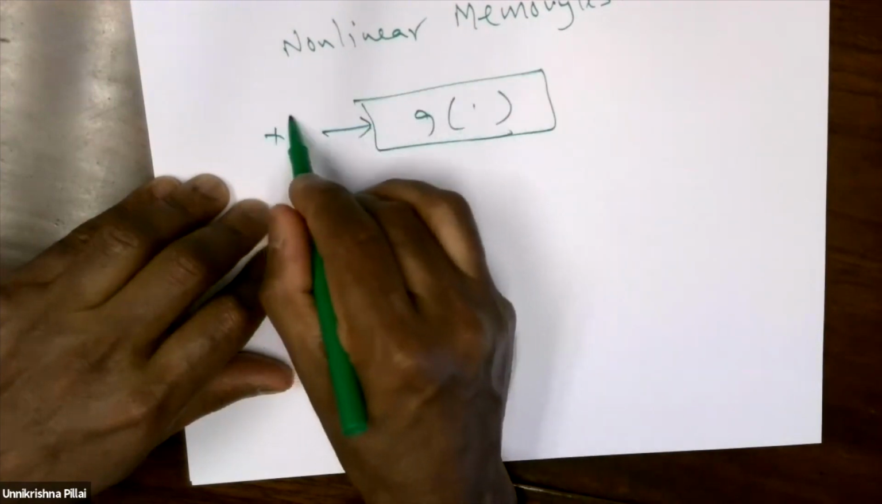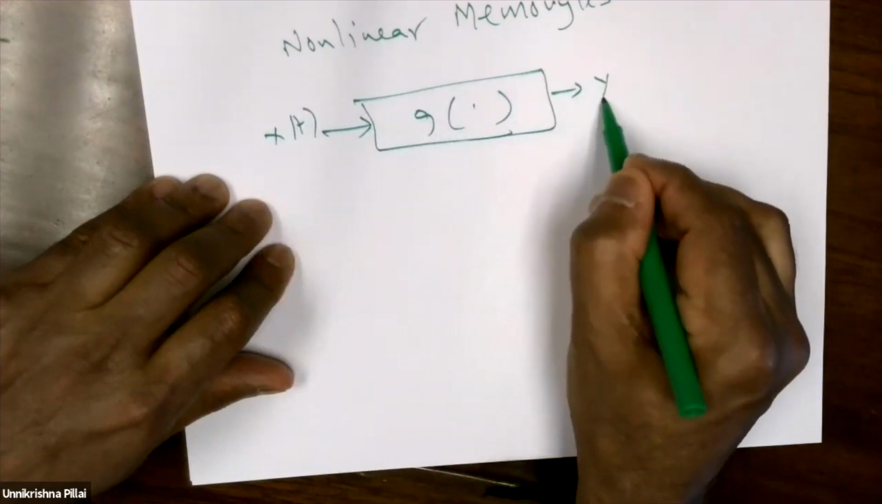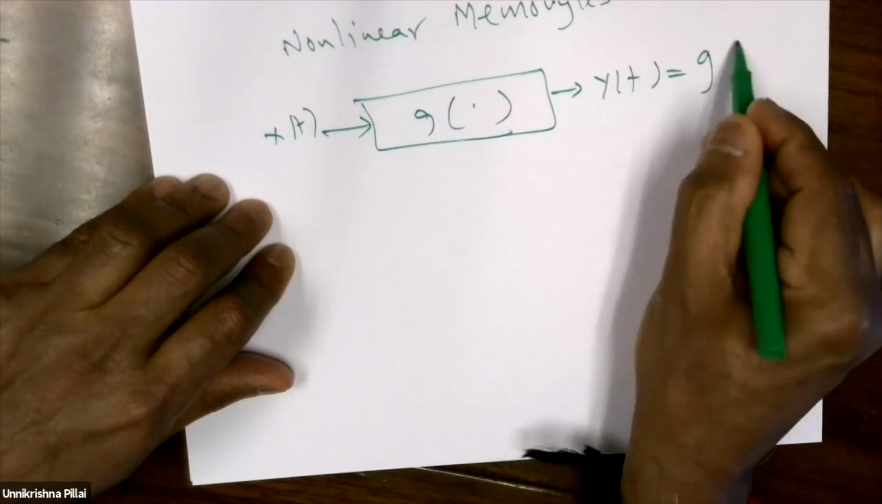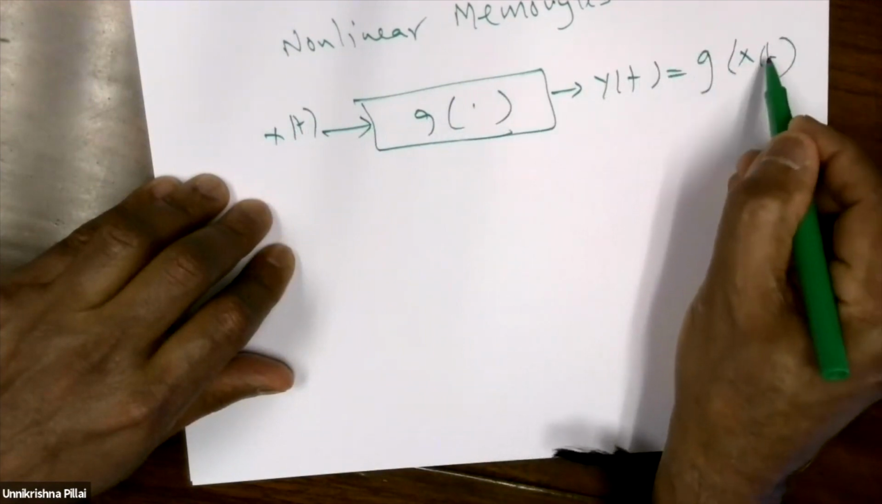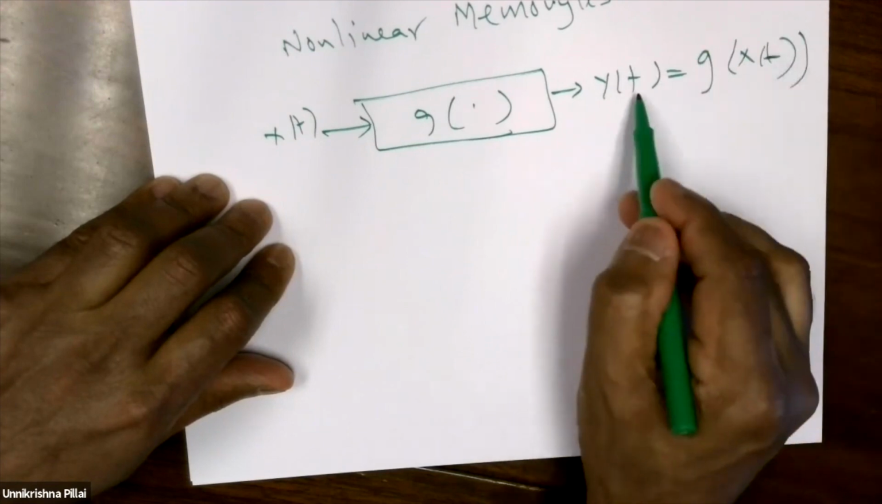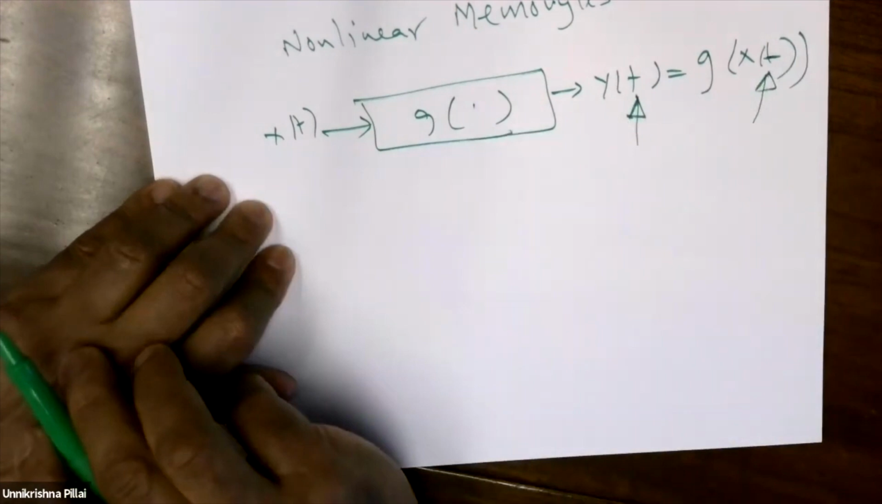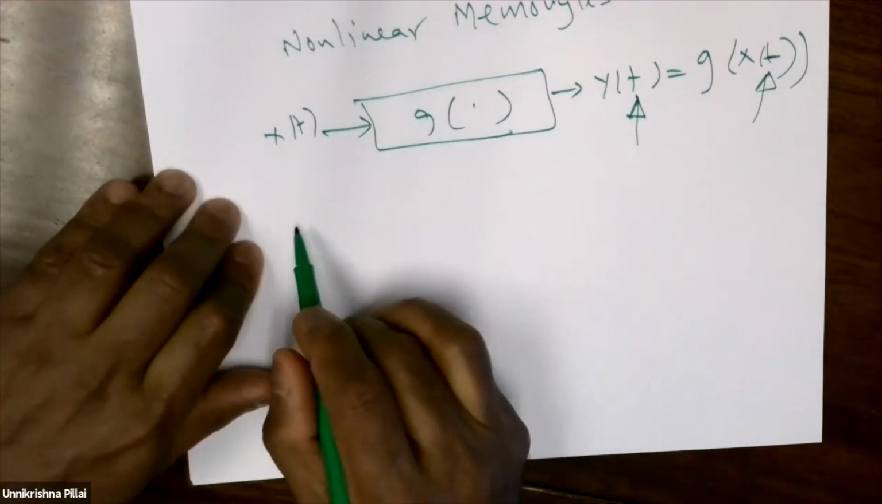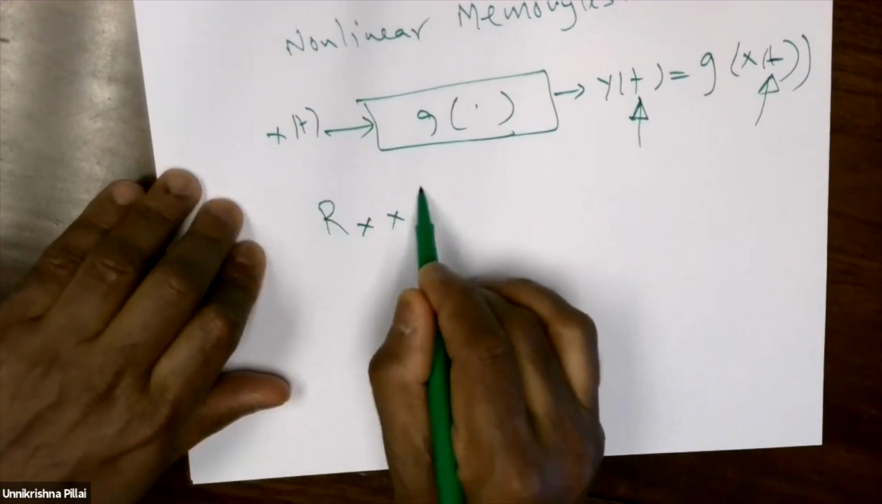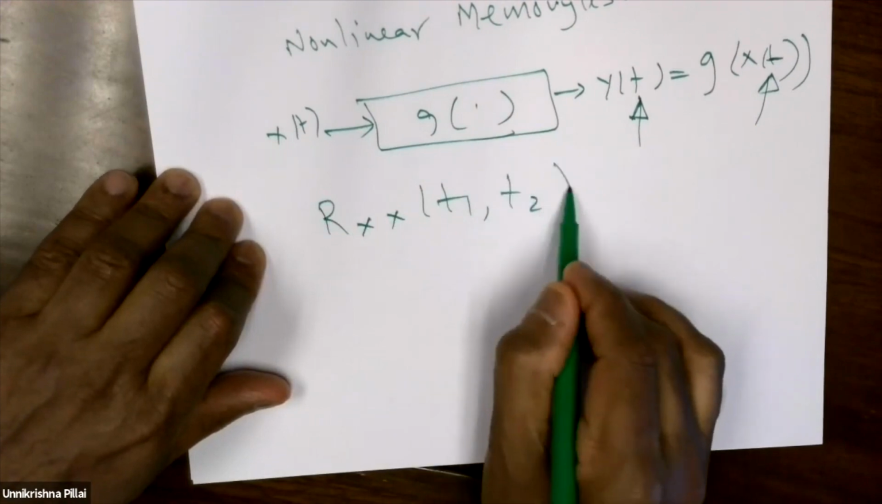That means the output y of t is g of x of t. Notice here, the output at the current time only depends on the current time input. And let's assume that we know x at t1, t2.